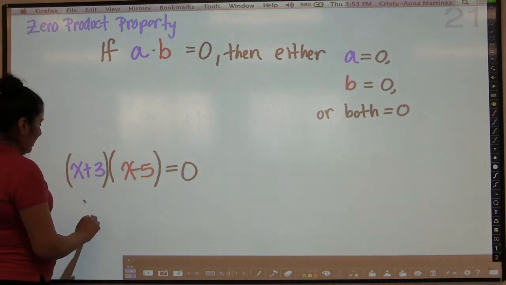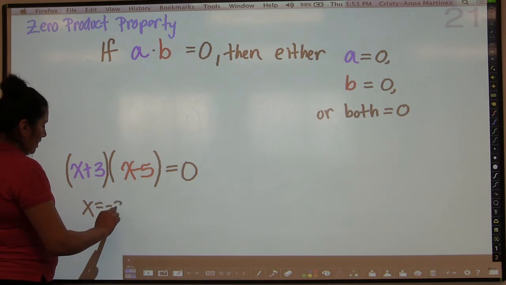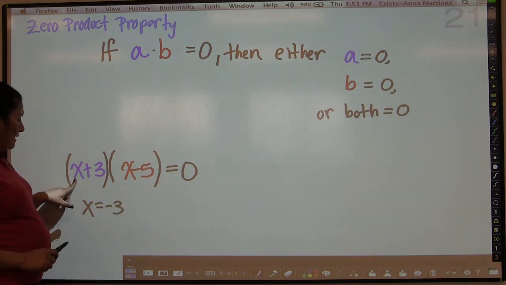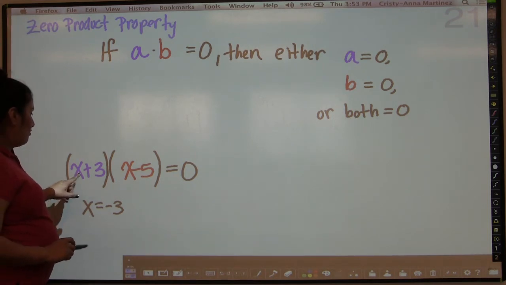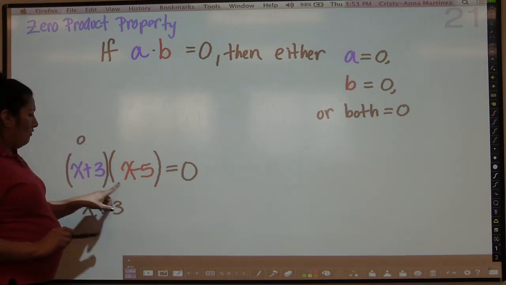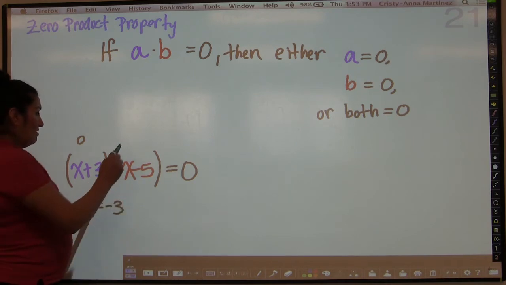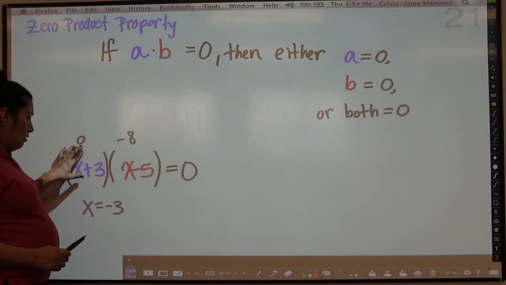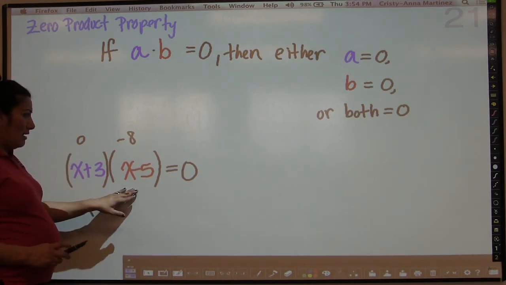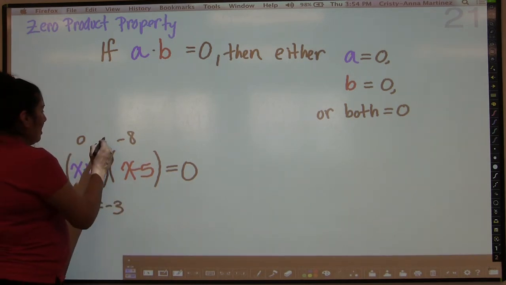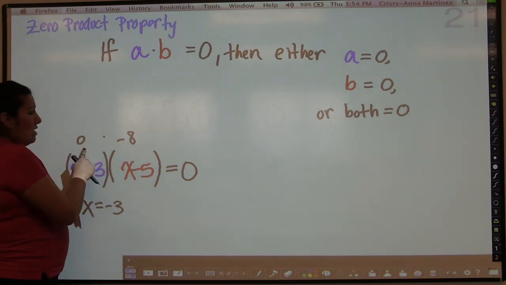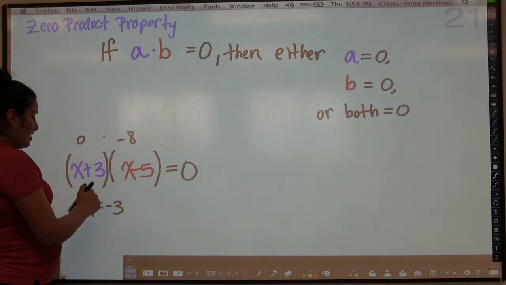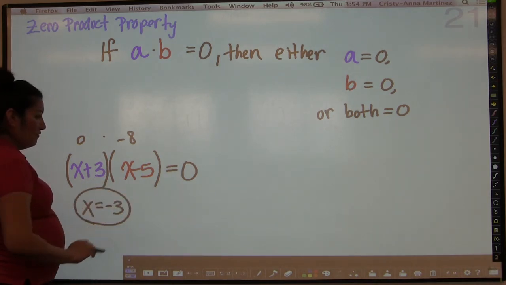All right, so let me tell you what I mean. For example, if x equaled negative 3, and we're just using some mental math here, then I would plug negative 3 into the x value, and I would get negative 3 plus 3, which is 0. Over here, I'd get negative 3 minus 5, which is negative 8. So this term is 0 when x is negative 3, but this one is not. But that doesn't matter, because when I multiply the two numbers, since this is 0, 0 times negative 8 will be 0. So one of my solutions for this equation is that x equals negative 3.